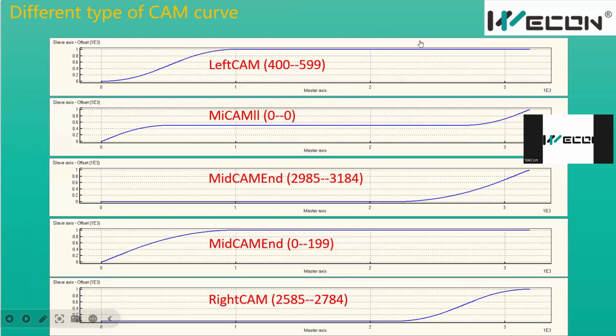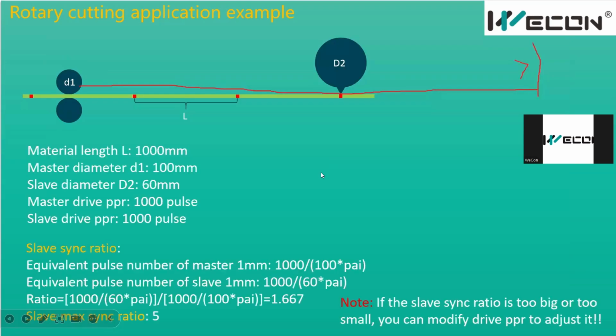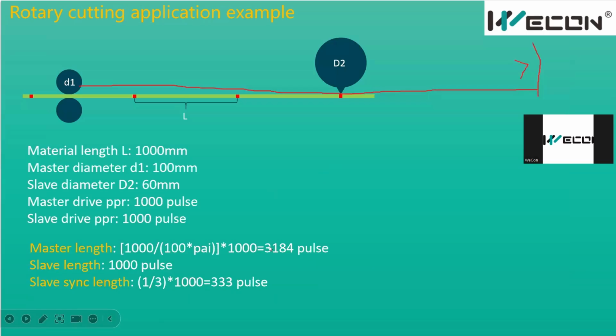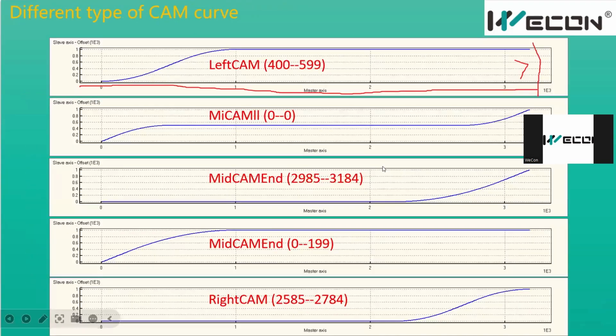We can check it. First, we can see this is our master length. It's 3,184. So we can see the master is all the same, and then the slave is 1,000. You can check here: 1,000, 1,000, and 1,000.